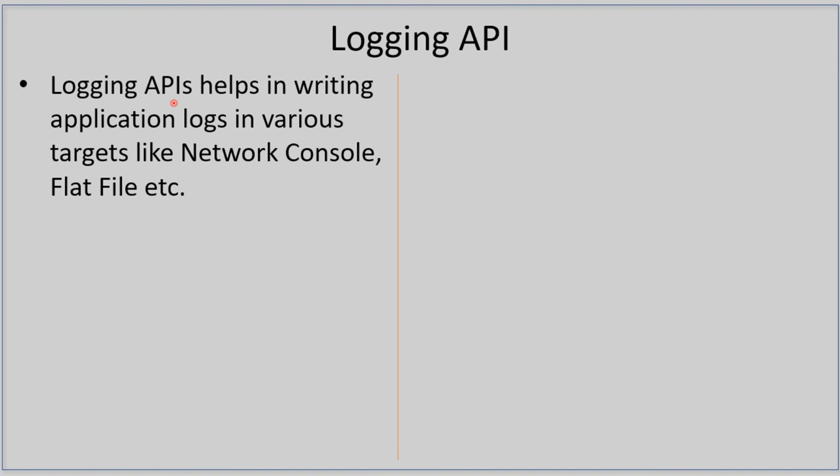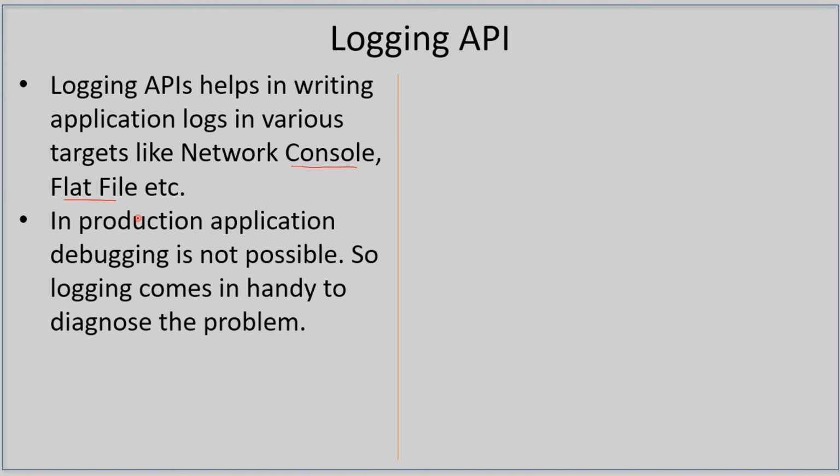In Java, the logging API helps in writing application logs to various targets. Various targets here, we can consider it as a console or even a network console, flat file, XML file, etc. So the logging API logs messages, and those get directed to a different target.